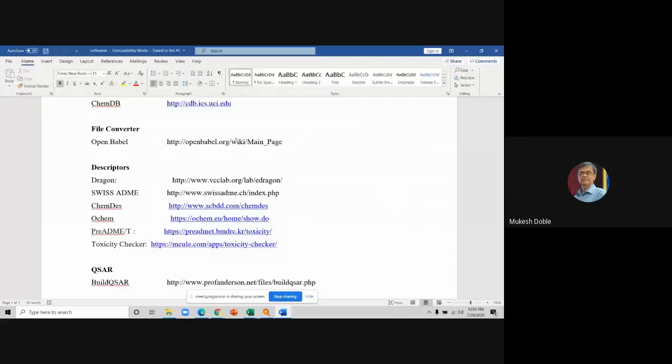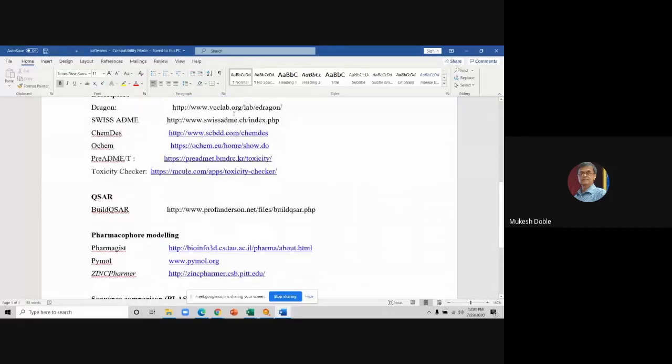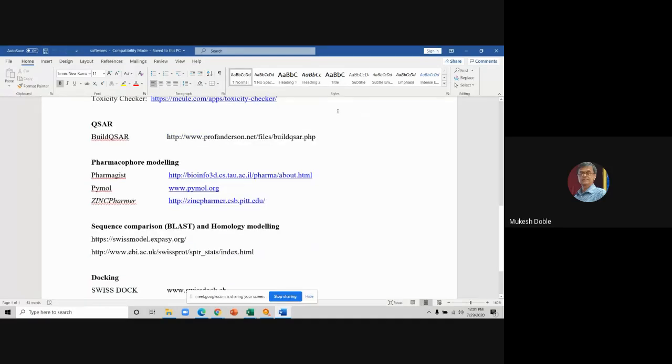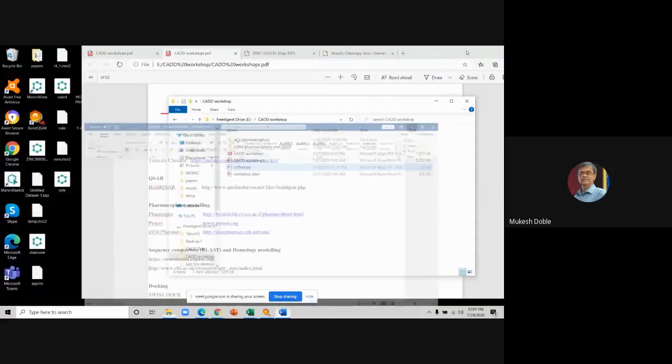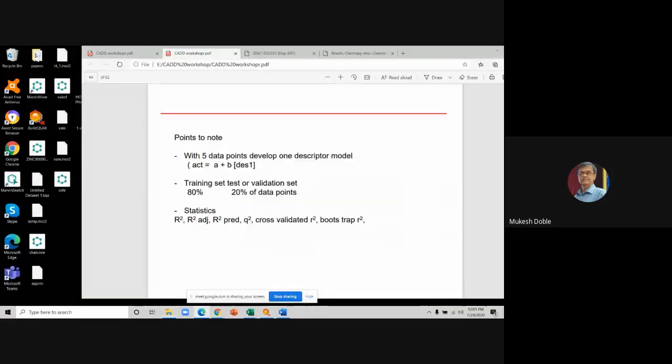So there are commercial softwares also available. My focus is not to talk about commercial software. Our focus is more on the free software. Okay, so this BuildQSAR is what I showed you some time back. Okay, so that completes the topic of QSAR. If there are any questions, I'll be pleased to answer.